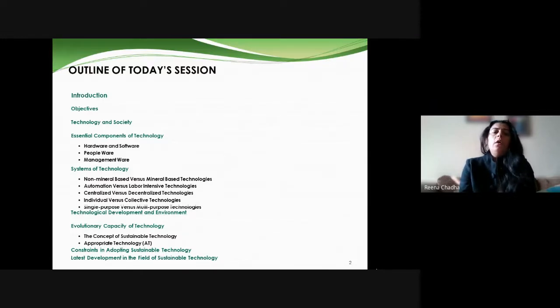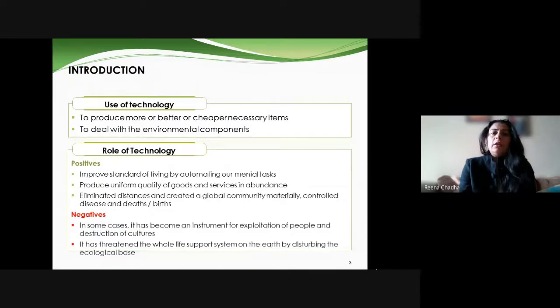And then how technology development and environment can contribute to each other. Then what is the evolutionary capacity of technology, how technology has developed over the years, and then constraints in adopting sustainable technology, and what are the latest developments in the field of sustainable technology. So starting with the introduction, I hope you people are already aware where we use the technology.